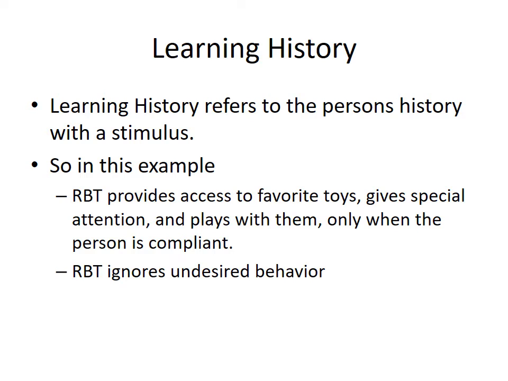So again, in this example, if the learning history is that the RBT provides access to favorite toys, gives special attention, plays with them, only when that person is compliant, and the RBT is good at ignoring undesired behaviors. That's the learning history this person has with the RBT. And remember, that doesn't happen overnight. That takes a little while to establish. This is why consistency and predictability are so important.